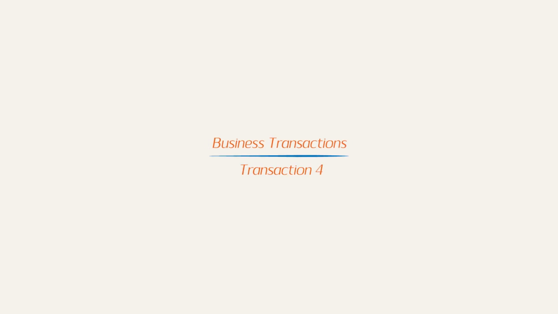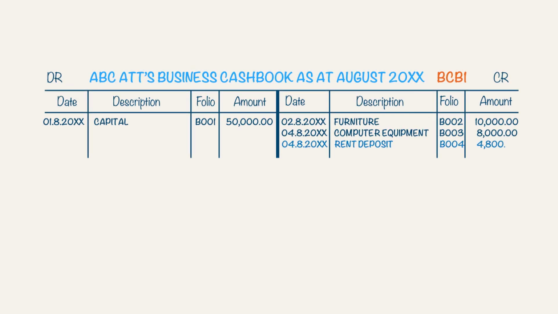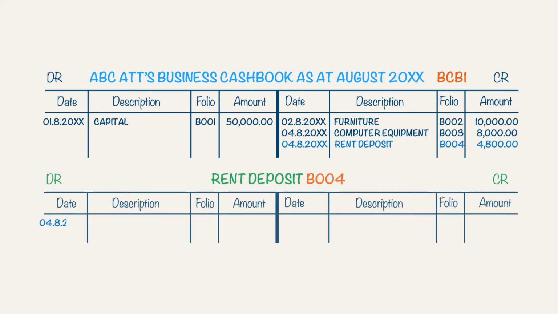Transaction 4. On 4 August 20XX, the firm paid an amount of 4,800 Rand as a deposit for leasing the offices. The firm paid a deposit for the rental of the premises. You credit the business cashbook as money has been paid out towards paying the rental deposit. The rental deposit is refundable at the termination of the lease. It is thus accounted for as an asset and you debit the rent deposit account. You record the date, the description, the folio, and the amount accordingly.